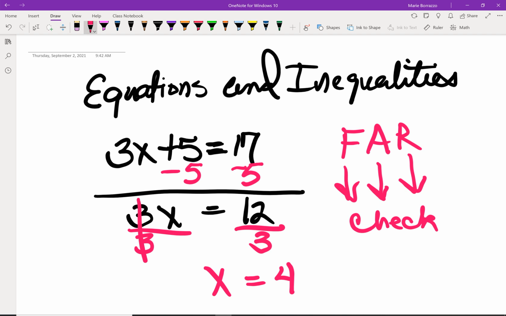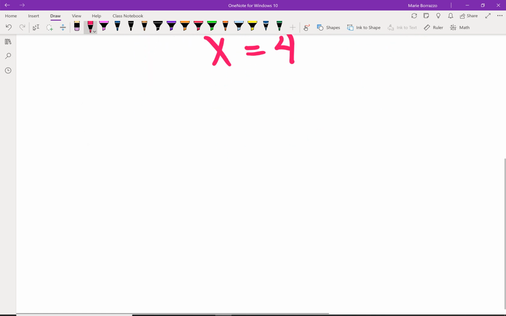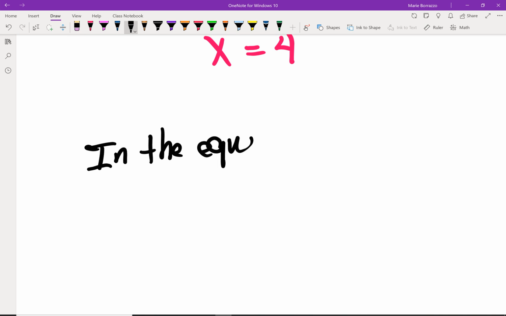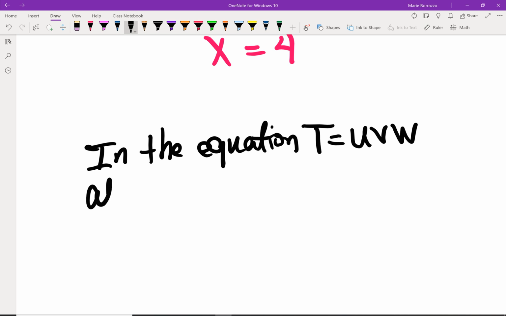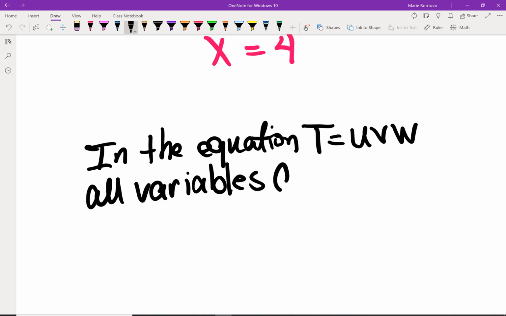The other concept that they ask you here, and I'm going to give you an example question, is where they give you the following. They say in this equation, t = uvw, where t, u, v, and w are all variables. This will be the case in any situation where we are assuming these are all positive.